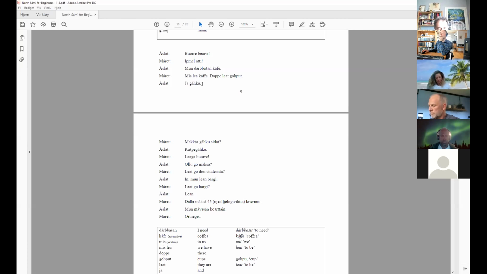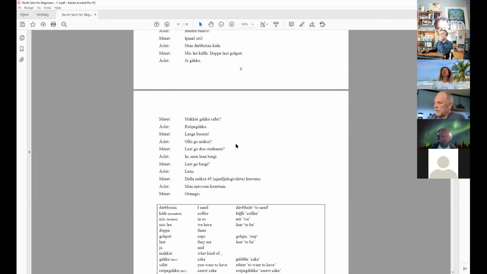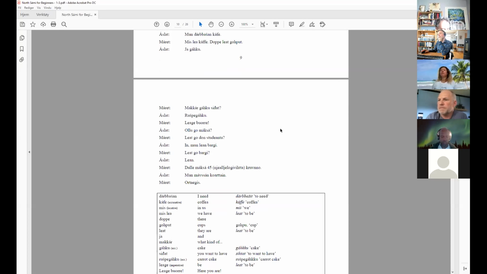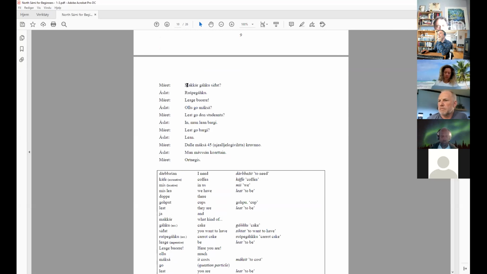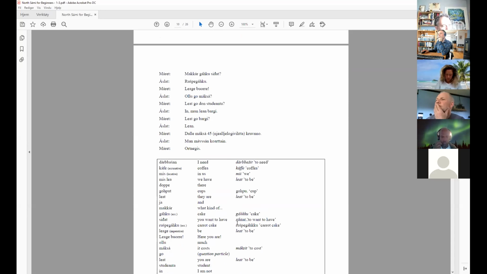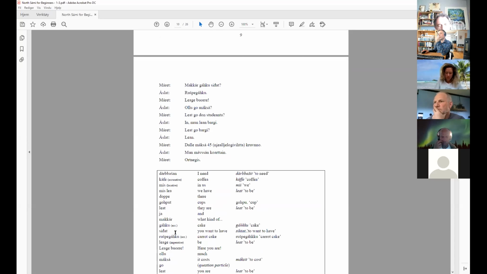And then Aslak adds, he said earlier, mun tarpasan kaffe, I need coffee. And then he continues here, ja kahku, and cake. And then Maret asks, what kind of cake do you want to have? Exactly. Makkar kahku siidat. So siidat means wanting to have? Yeah, you want to have. Sihtat is the verb in the infinitive form. You can see it down here. Oh, yeah. And siidat is you want.